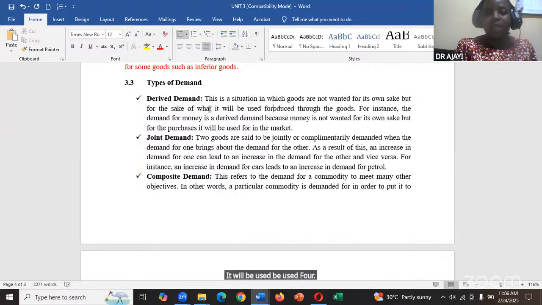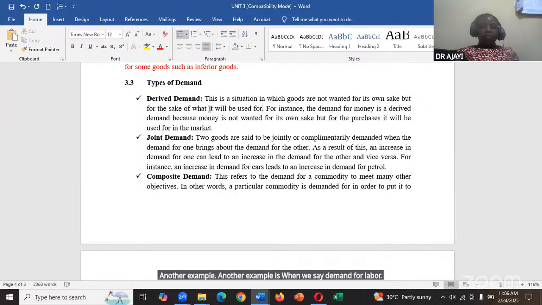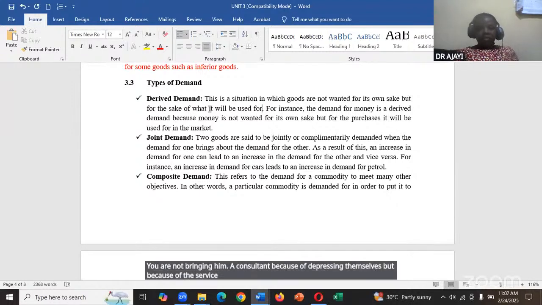Another example is when we say demand for labor. You are not bringing in a teacher or a consultant because of the person themselves, but because of the service they are going to render. So demand for labor and demand for service are typical examples of derived demand.